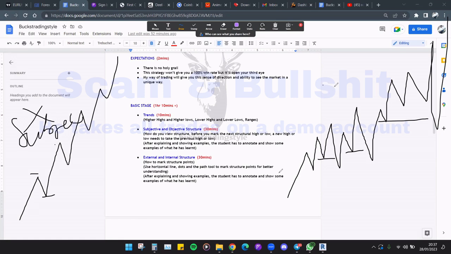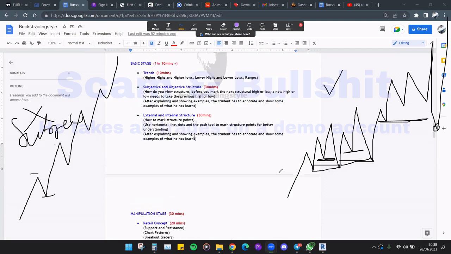We look at the structure this way because when we look at the structure objectively, this is when we'll be able to know when liquidity has been taken to take our trade. Do you understand? Yes. Good.